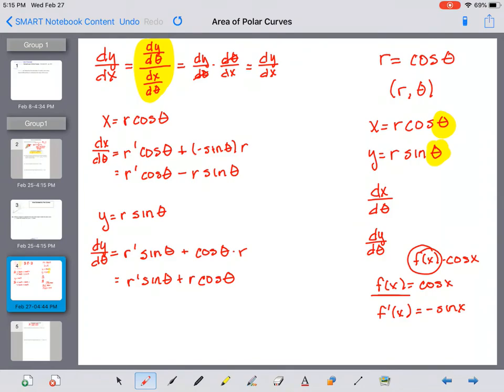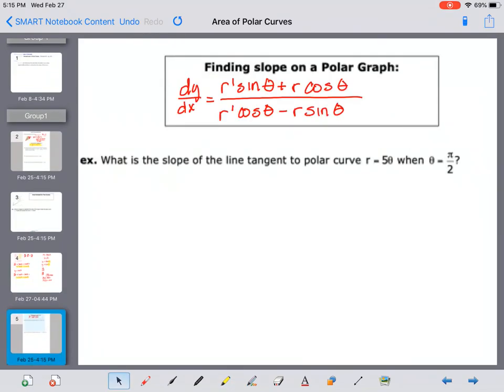And what we're going to do is take dy d theta and divide it by dx d theta. And that's how we get the equation for finding the slope of a polar curve. So that's where the equation comes from. Tomorrow we'll talk a little bit more about it, and then we'll actually do some problems. So if you have any questions, come in and see me.